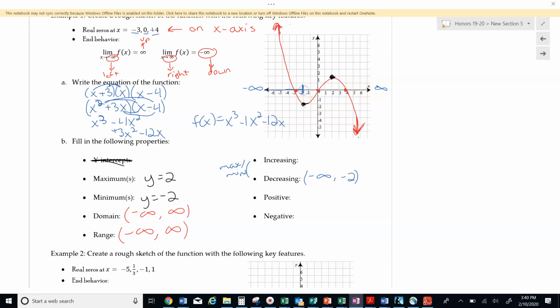Then I go to my next important point, which is this maximum. Between -2 and 2, I'm going from a minimum to a maximum, so I have to be going up. Then my next, I don't have another min or max, so I'm going to infinity. And that is decreasing, because I'm starting at a max and going down from there.